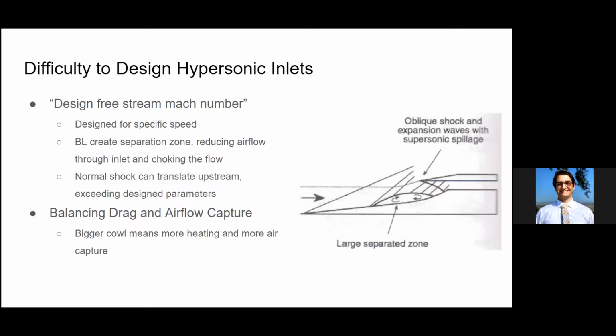Another thing that can happen is you can have the normal shock translating upstream, which can exceed design parameters, causing unstart. And so what you have to do is balance the drag and the airflow capture. Having a bigger cowl means that you can have more air going into the combustion chamber, which means more thrust. But this also means that you have more heating and more things you have to deal with in that sense.